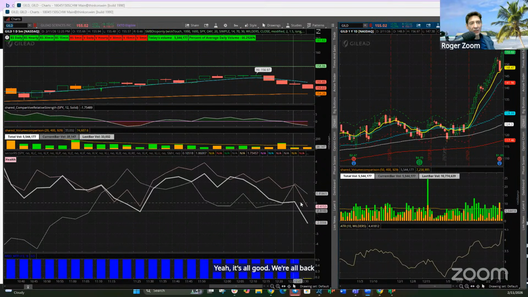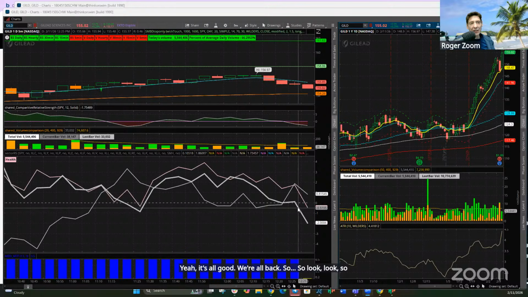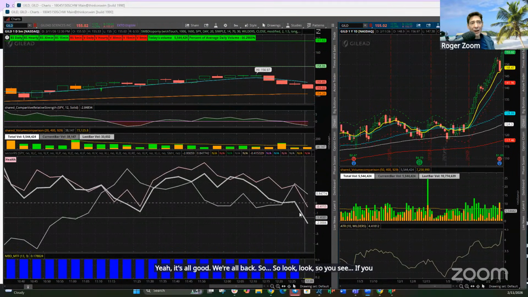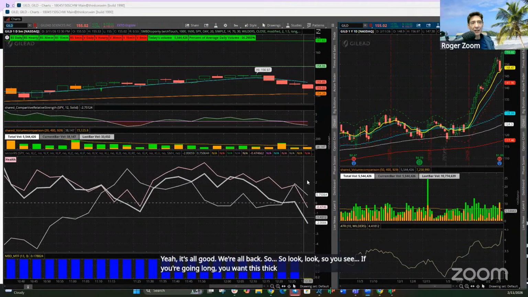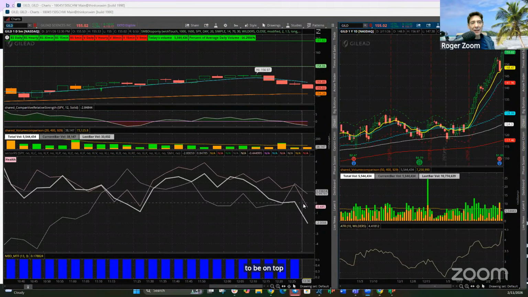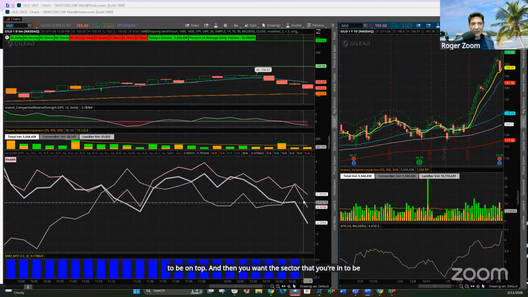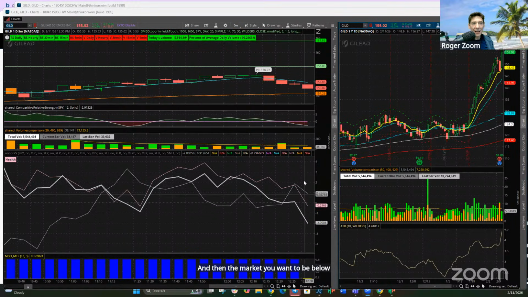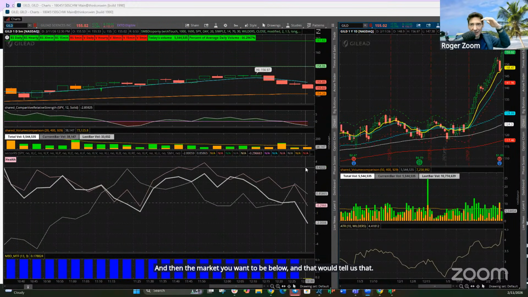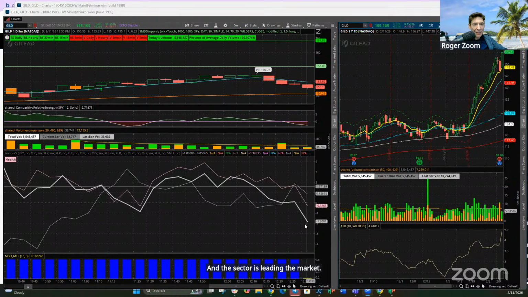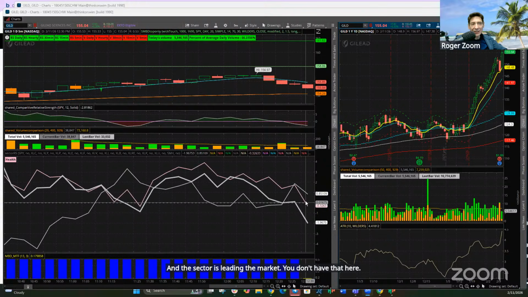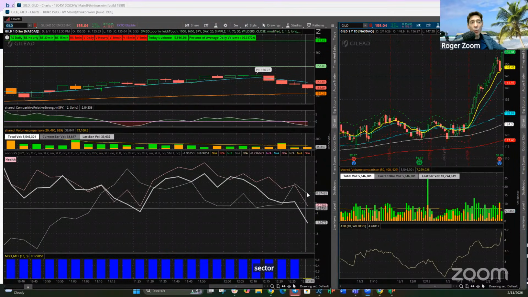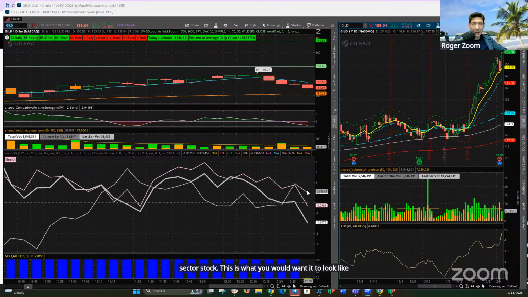So look, if you're going long, you want this thick colored line to be on top. Then you want the sector that you're in to be the second one, like it is here, and the market below. That would tell us the stock is leading the sector, and the sector is leading the market. You don't have that here. You have market, sector, stock. This is what you would want for a short, not a long.